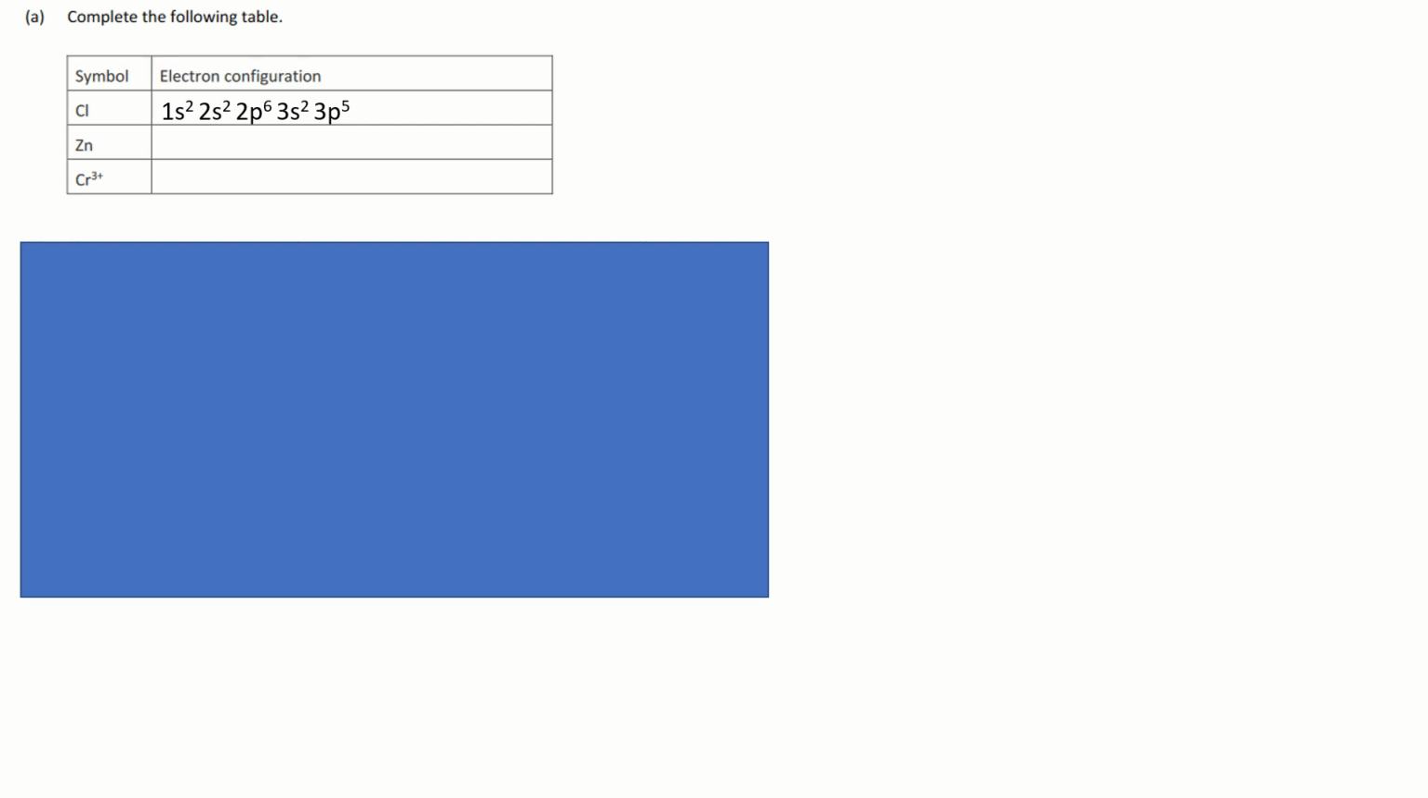Then we have got zinc. Zinc is going to start with the electron configuration for argon, plus, in addition to that, 3d10 and a 4s2. And then a chromium 3 plus ion is going to be exactly the same as chromium, but with 3 fewer electrons in it. And those are going to be removed from the highest electron level downwards, with a few exceptions. So, chromium 3 plus has got 3 fewer electrons than regular chromium does, but it starts with the electron configuration for argon.